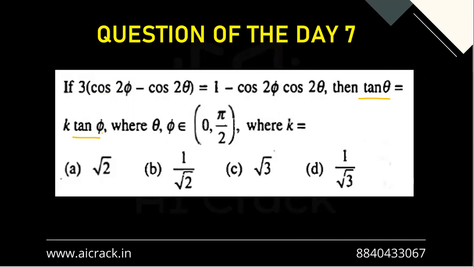So this gives me an idea: what if I convert this into half angle formulas, basically converting cos 2θ into (1 − tan²θ) upon (1 + tan²θ)? Looking at this equation, I might convert this into tan square form, the half angle formula in terms of tan θ. Now let's do that. We have the equation as 3 times (cos 2φ − cos 2θ) equals 1 minus cos 2θ times cos 2φ.